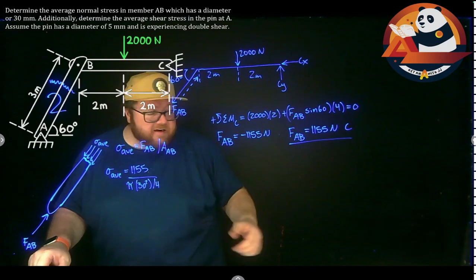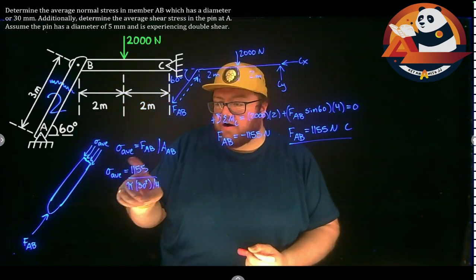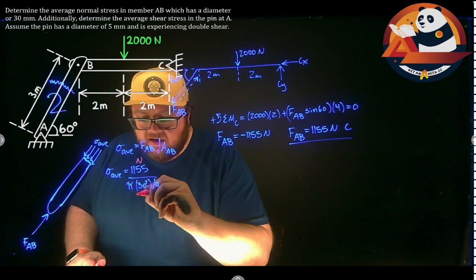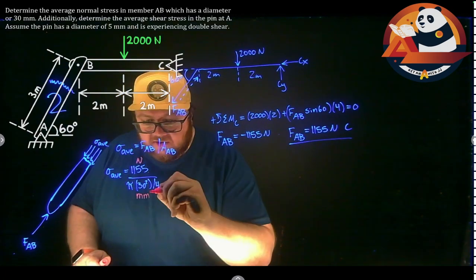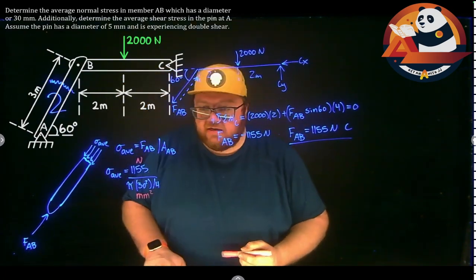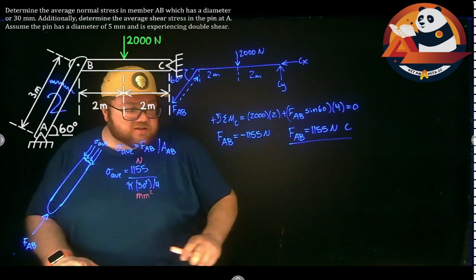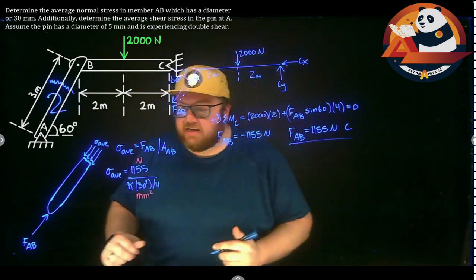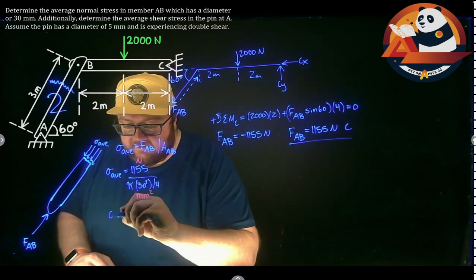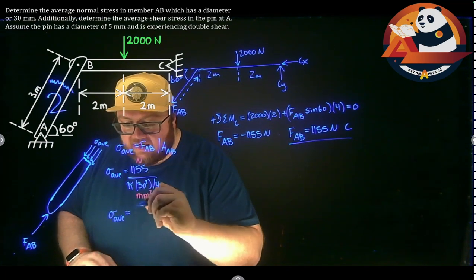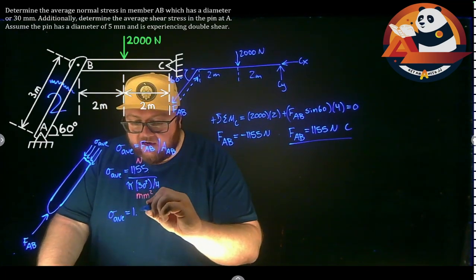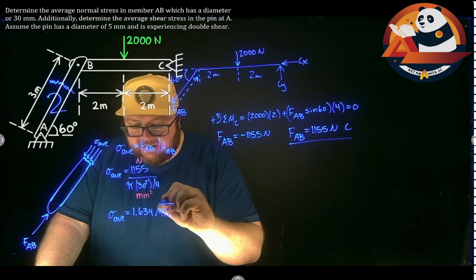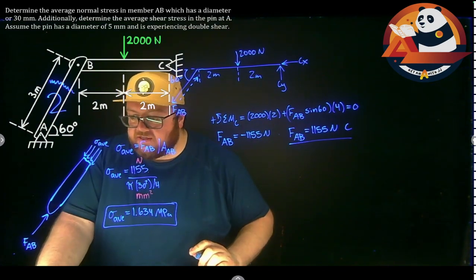If we think through units here, for sigma or for our force, we are in newtons. So a newton on the top. On the bottom, our radius was in millimeters. So squaring that radius, we have millimeters squared. A newton per millimeter squared gets us a megapascal coming out. So we'll report our answer using MPa for this. Sigma av is really gonna get us to 1.634 megapascals, which is our first answer for our problem.